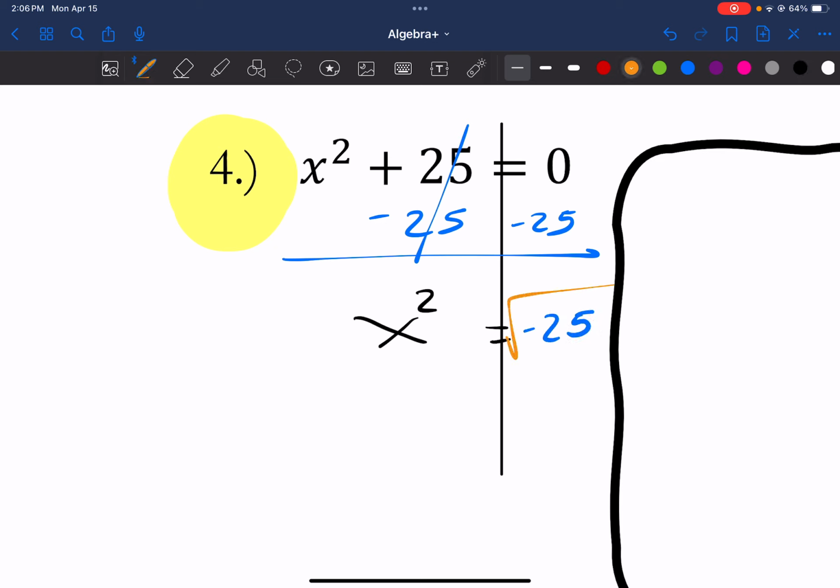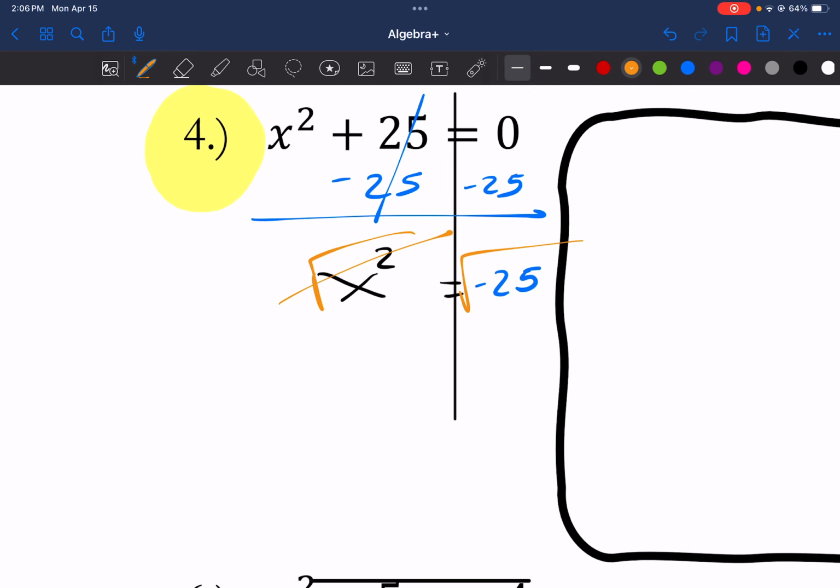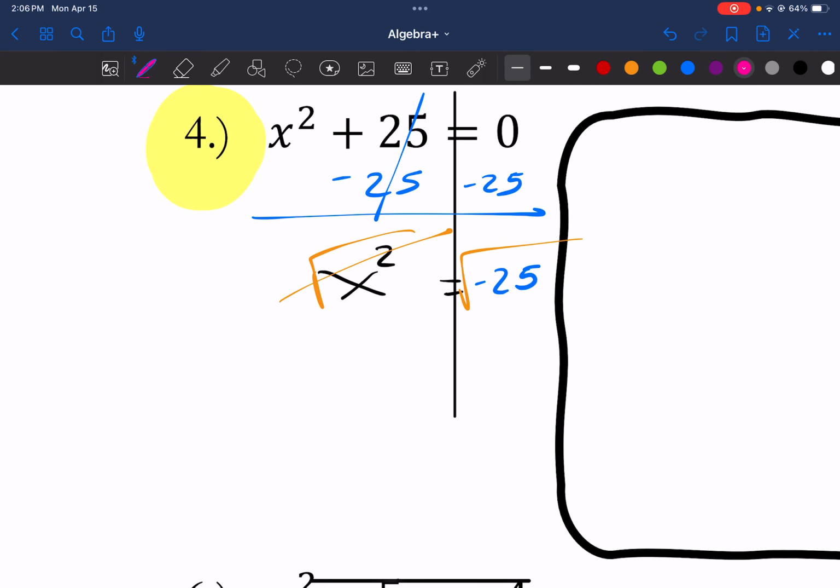I'm going to take the square root, except, hold on, I know 5 times 5 gives me 25. I know negative 5 times a negative 5 equals 25. How do I get a negative 25? This is where we start to get into algebra 2 concepts. In this case, you get no real solution. There's not going to be a real solution for this. Yes, that means there is an imaginary solution.